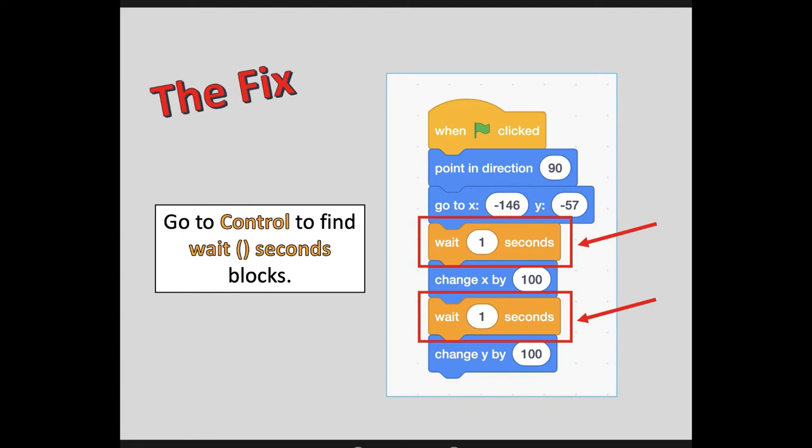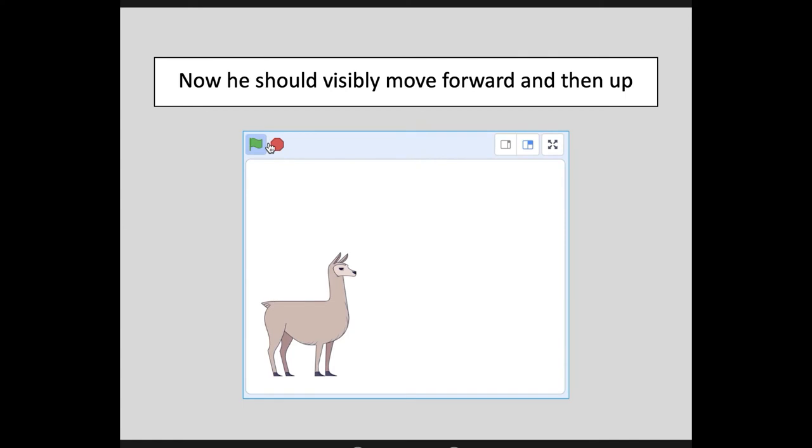But you can change the number to be anything you want, even less than 1 second. You can actually put in a decimal. But for what we're doing right now, you just want to add a wait right before we change the x coordinate and right before we change the y coordinate. Now he's going to visibly move forward and then up.